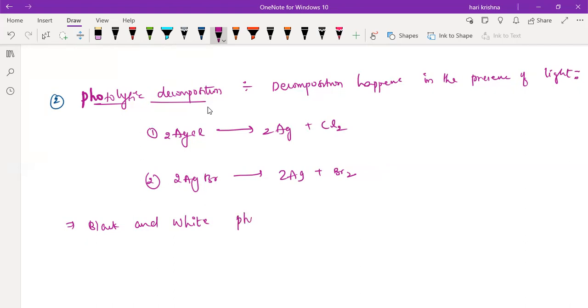Understanding? Yes, sir. In the olden days, black and white photography used chemicals like AgCl and AgBr. Then what is the color of AgCl? White. Or you can take silver. AgCl is a white color. AgBr is a yellow color. So generally black and white photography uses the two chemicals most commonly, that is AgCl and AgBr.